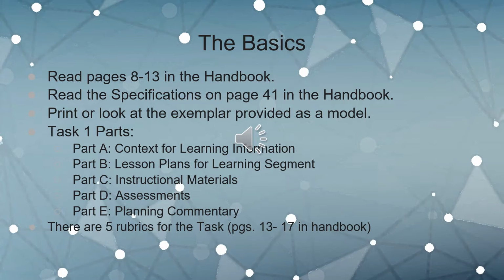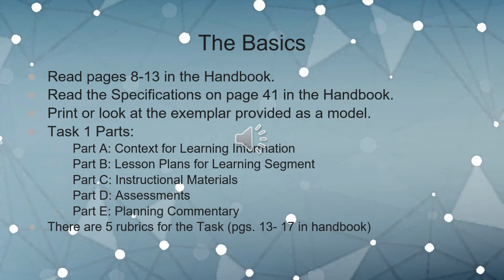And there are 5 parts to task 1. The first one is going to be part A, which is your context for learning information. This gives learning information about your school, about your specific class, and about the differences that make your job different than a different teaching job in a different district. Part B is going to be your lesson plans for your learning segment. This is going to be a set of 3 to 5 lesson plans. Part C is your instructional materials, or the actual materials that you use to teach those lessons. Part D is going to be your assessments, and again, that's assessments for these specific lessons.